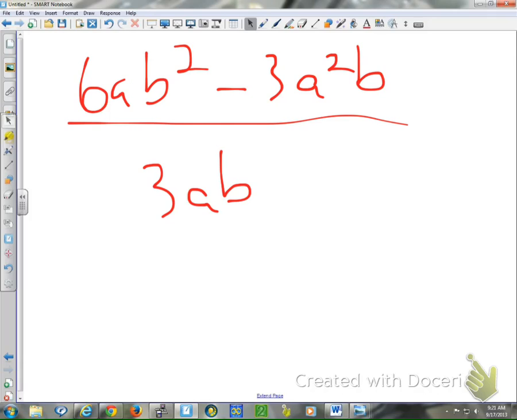If I was doing that piece, what's 6 divided by 3? 2. What's a divided by a? Nothing. They just cancel. What's b squared divided by b? B. Yeah, 2 minus 1. Remember you just subtract the exponents? That'd be b. Minus 3 divided by 3 is 1. A squared divided by a? And b divided by b? Exactly. Division, polynomial by a monomial, that's really all there is to it.